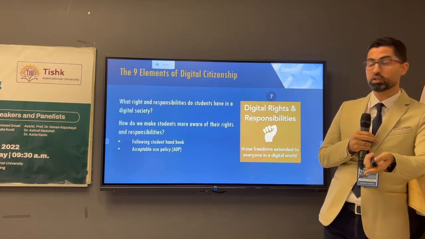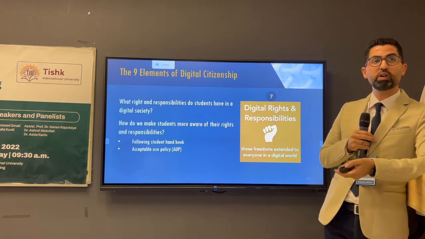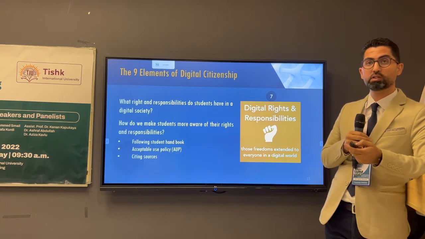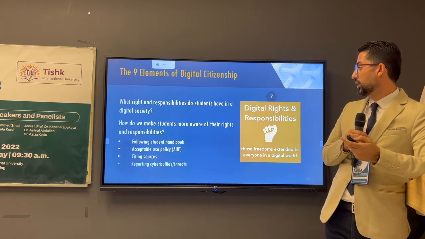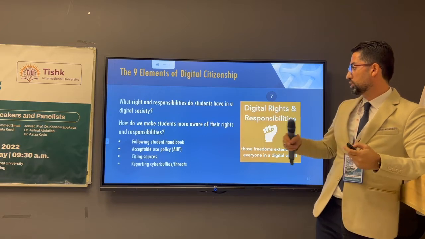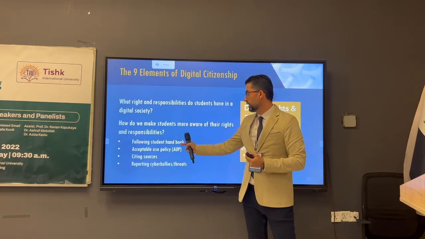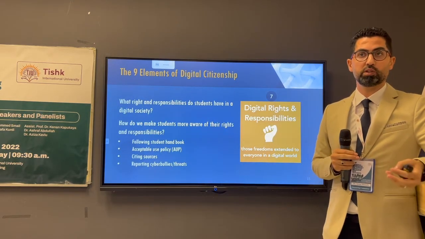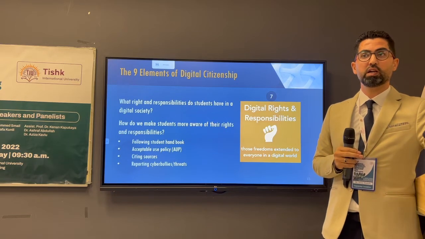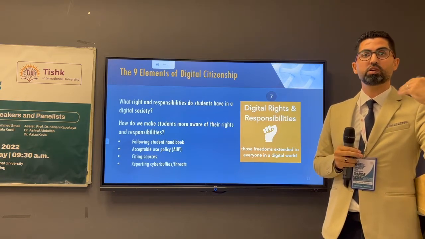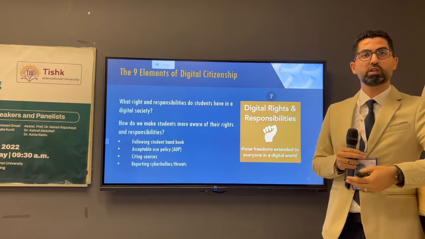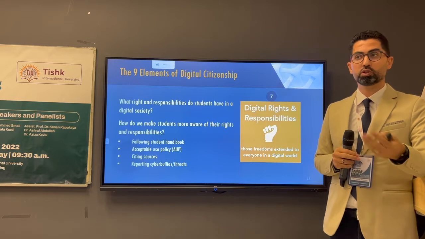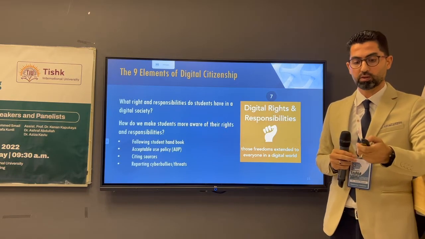There are institutions that have an AUP, an acceptable use policy. And then citing sources, and reporting cyberbullying threats. So they need to be aware of their rights. At the same time, they need to be aware of their responsibility. If they see a friend of theirs getting cyberbullied, it's their responsibility to report this to the administration. Also, citing sources is a responsibility. When you use a source, you have to cite it.